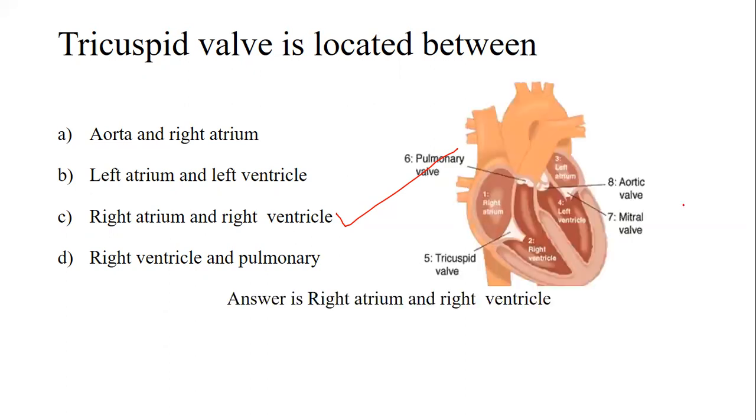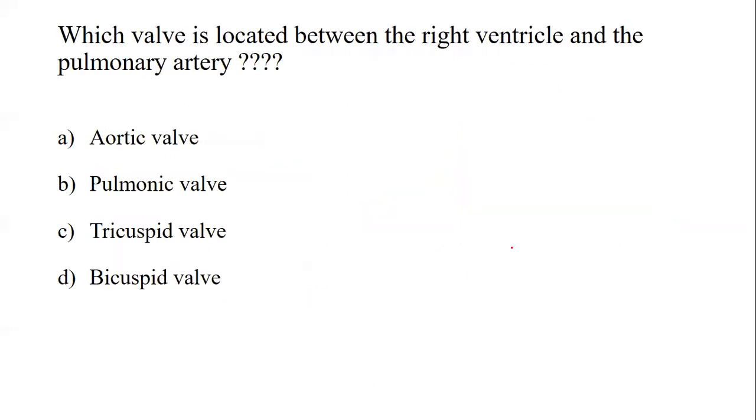Okay, so here you can see that the tricuspid valve is situated between the right atrium and right ventricle. Then, which valve is located between the right ventricle and the pulmonary artery to prevent the flow of blood from the pulmonary artery to the right ventricle? There will be a valve known as the pulmonic valve.